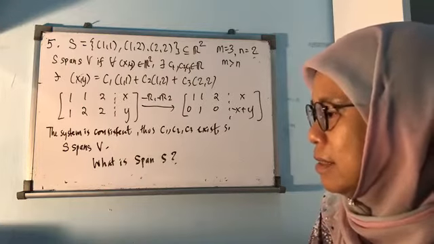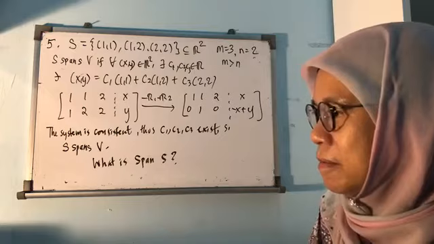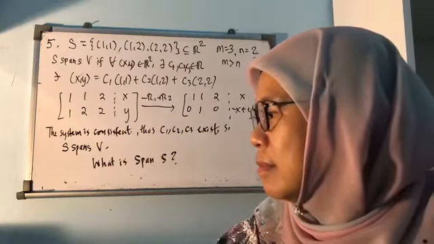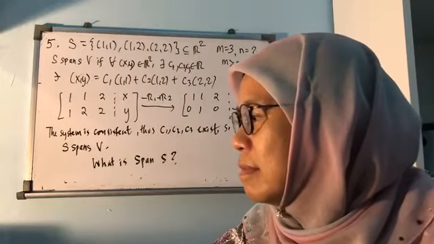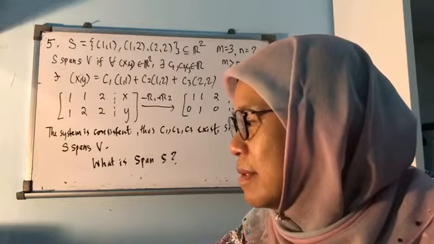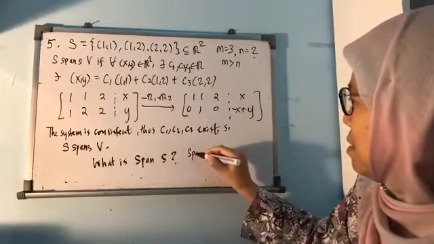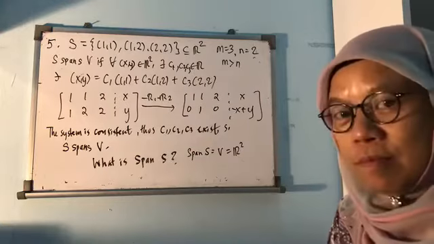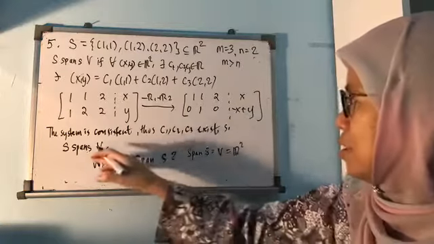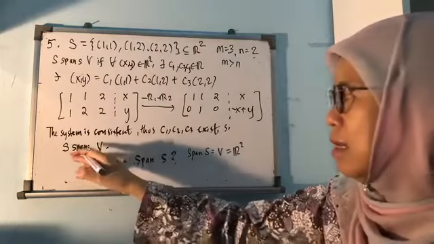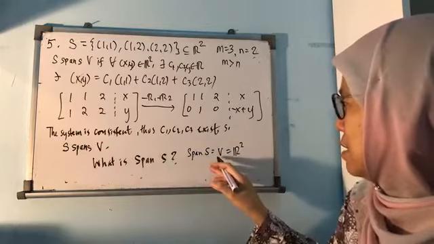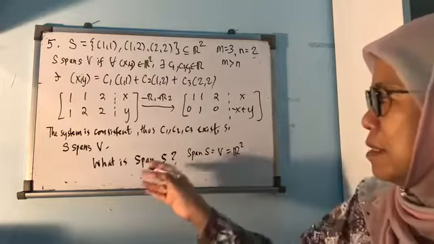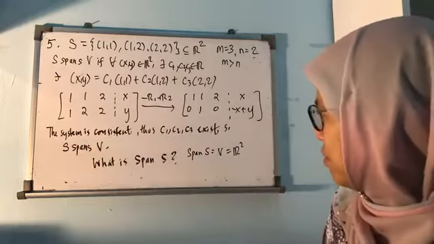Okay, what is span S? Okay, so span S is V, which is R2, because we have shown that S spans V. S spans V means span S is actually V, the whole R2. Alright, sometimes they just ask this actually right away from this one.